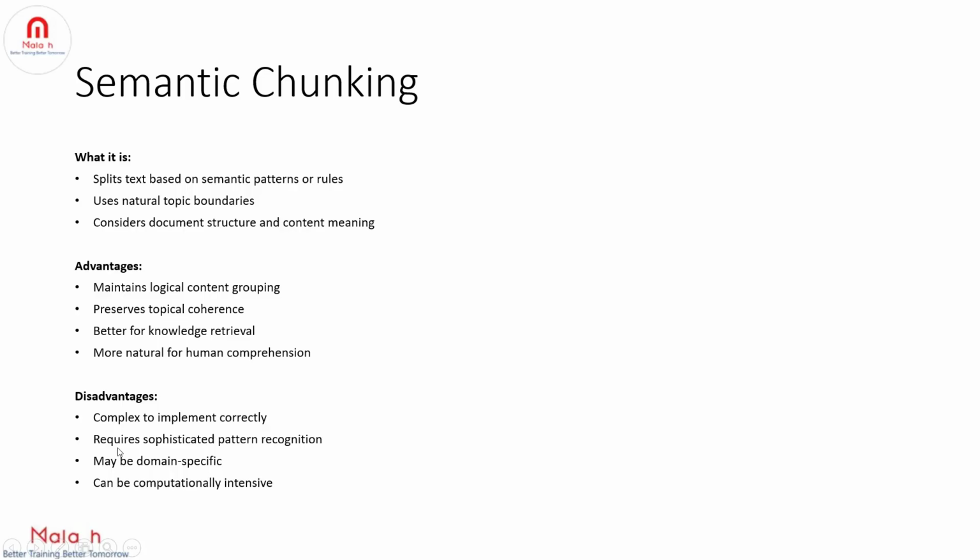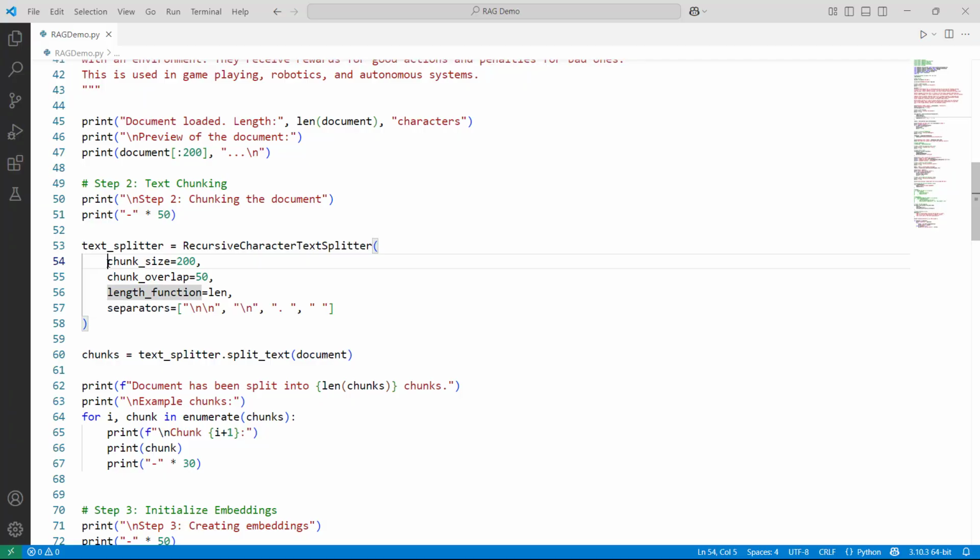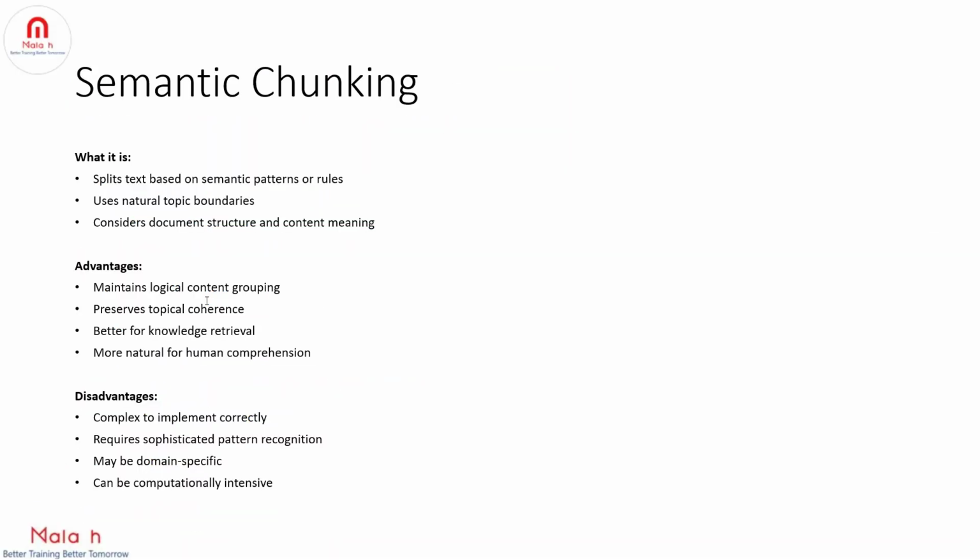And what are the disadvantages? It is complex to implement correctly, it requires sophisticated pattern recognition, may be domain specific, and can be computationally intensive. This is one of the most famous chunking methods. In 80 to 90% of the cases we use semantic chunking because we can try to preserve the context, right? Based on semantic meaning, we are trying to chunk here, whereas in other cases, we give the chunk size or chunk overlap. We are actually relying on some parameters, but in semantic chunking, we are just relying on a pattern.